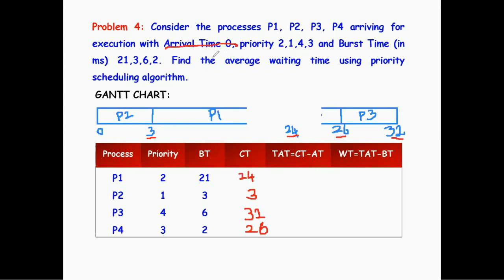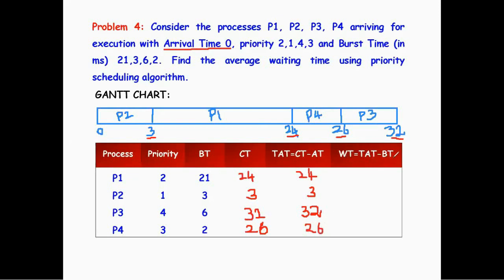Here the arrival times of all the processes are taken as 0. Hence 24 minus 0 will be 24. Then for process P2, turnaround time will be 3 minus 0, which is 3. For P3, the turnaround time will be 32 minus 0, which will be 32. For P4, it will be 26 minus 0, so it is 26.